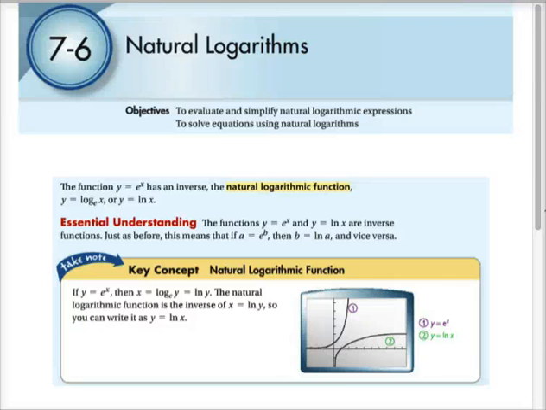Welcome to the end of Chapter 7 class. Today is going to be our final notes for 7. We're moving on to something called the natural logarithm.